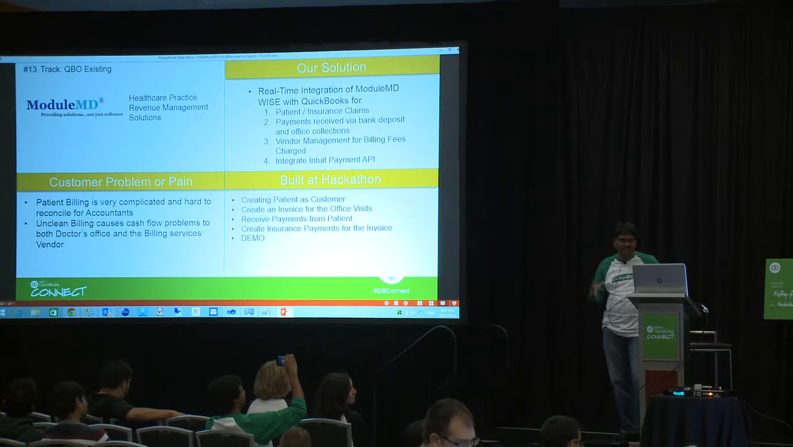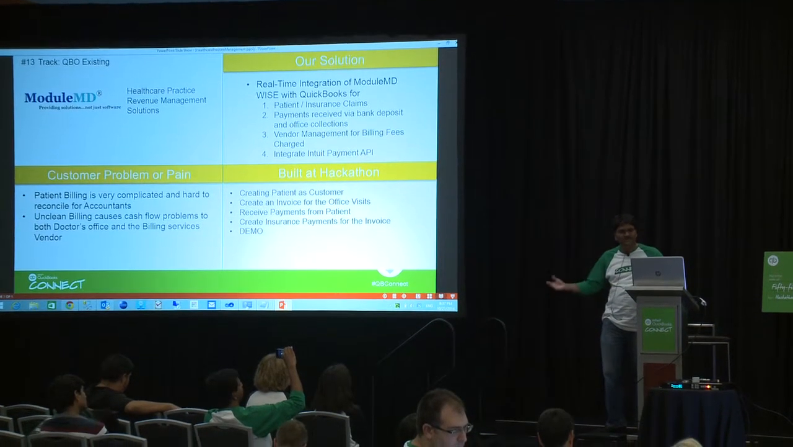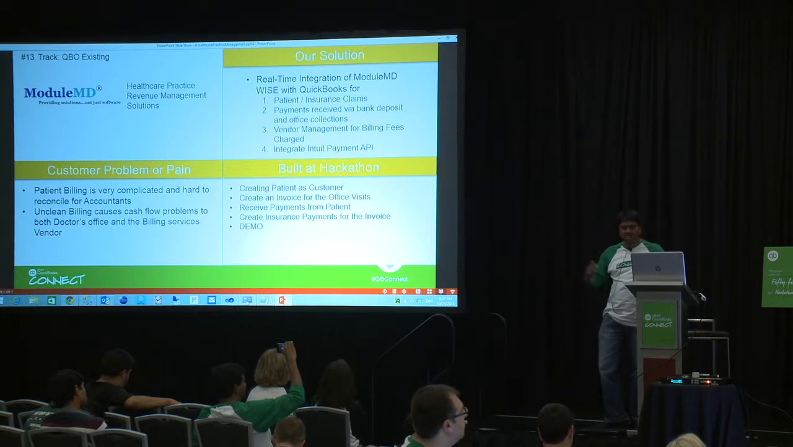So the doctor's office has two main big problems. One is that patient billing is very complicated. It may be a simple office visit, but after the patient is checked out, there are many activities that happen: some portion the patient pays and some portion insurance pays, and there is a vendor giving services in making sure the claims are processed well. In this whole chain, there are multiple entities involved.